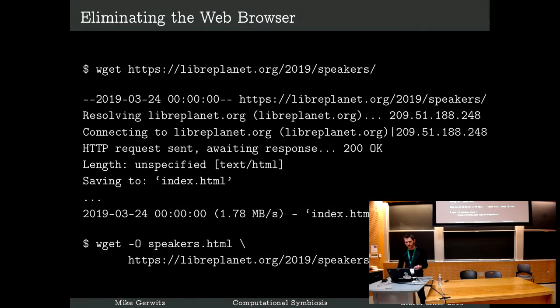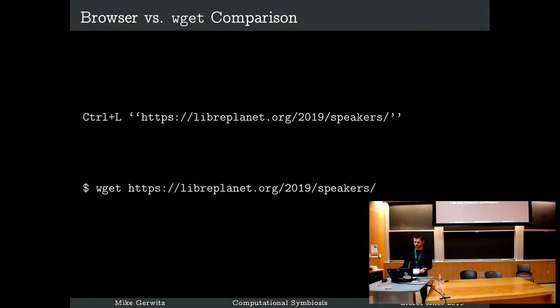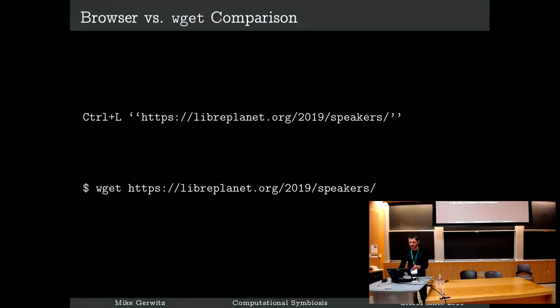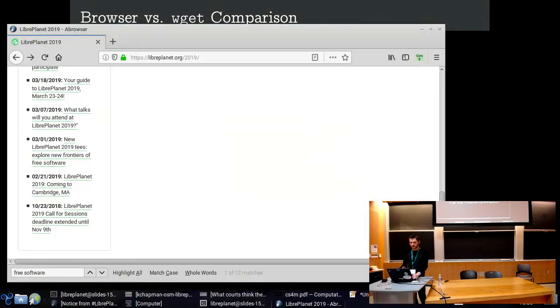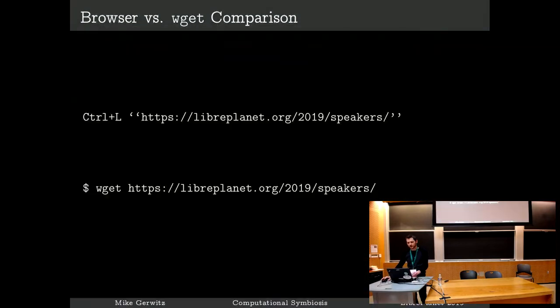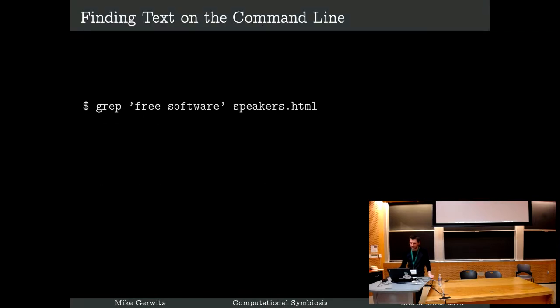So with this, we've eliminated the web browser. That gives us the raw HTML in speakers.html. If we were to open that file and compare it to the one that we saved using our editor manually, they would be exactly the same. I know that the command line can be a little cryptic to some people, but if we compare this to what we might do in a web browser normally, which is hit Control L to go to the URL bar and type in the URL, it's really not all that different. We're replacing Control L with wget. I mean, you'd still have to view the source of the HTML and such, but it's really not too bad.